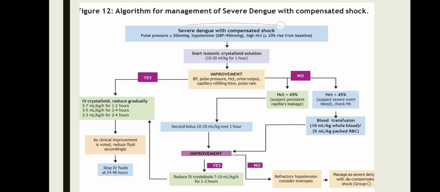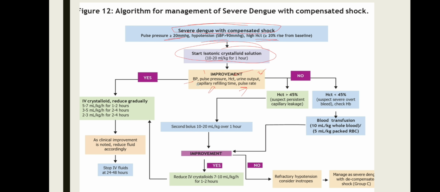Dengue fever with severe dengue with shock: that means pressure is minimally low, hypotension, and hematocrit is high. Start with the NS bolus 10 to 20 ml per kg over 1 hour. For improvement, the vital parameters are BP and pulse pressure. The laboratory parameter is hematocrit. The other vital parameters are urine output, capillary refill time and pulse rate. So these are the vital parameters.